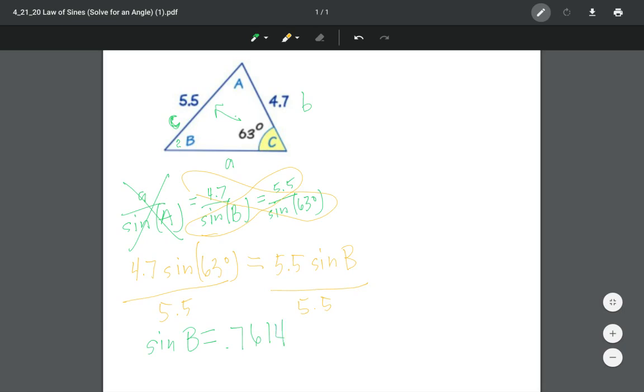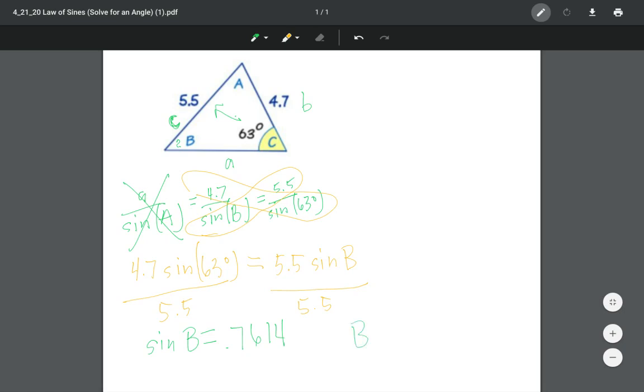Right now we have found what sine B is, but sine B being 0.7614 does not mean that angle B is 0.76 degrees. This is still sine of B, and I want just the angle B by itself. So to get B by itself, we're going to take the inverse operation of sine, which is our inverse sine, or that little sine with the superscript negative 1 on your calculator. I think on the Google calculator, the button you need to hit first is the inverse button, just as a reminder.